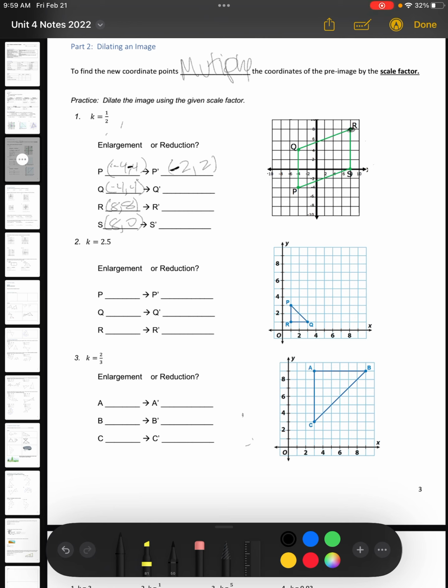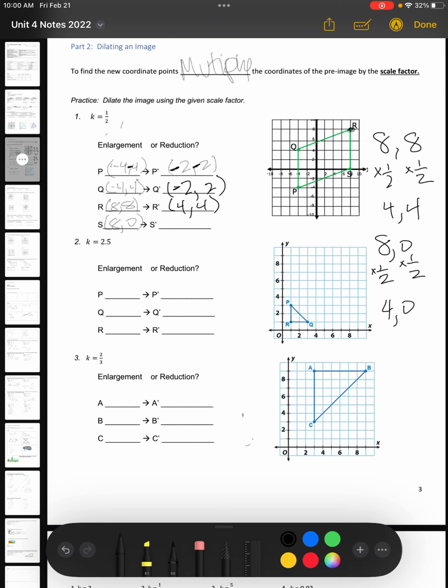So that means P prime is going to be -2, -2. I do the same thing for Q. So I'm timesing both of those by 1/2. Since those are the same numbers, I just know that's -2, +2. Then we take the 8, 8, and we times both of those by 1/2. And that gives me a new point for R at 4, 4. And then S is at 8, 0, times those both by 1/2. And that gives me 4, 0.